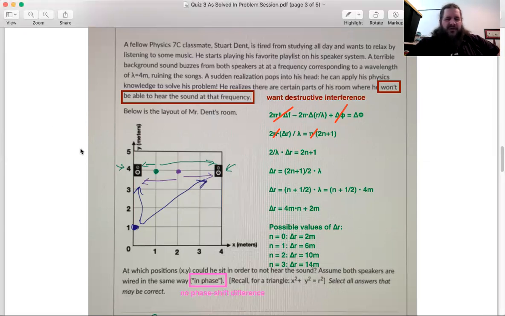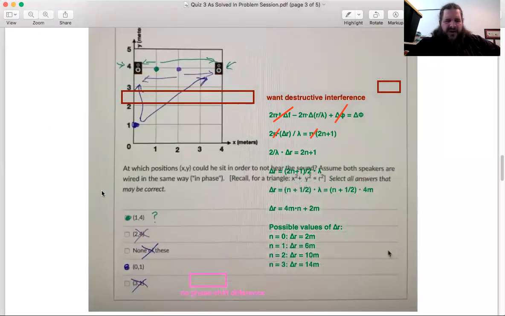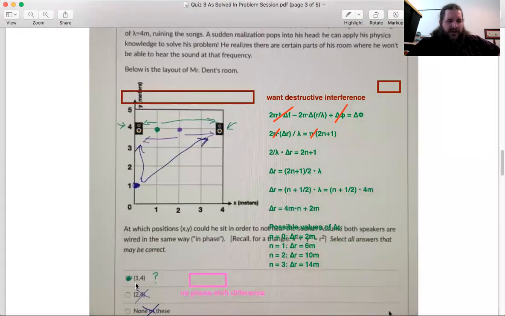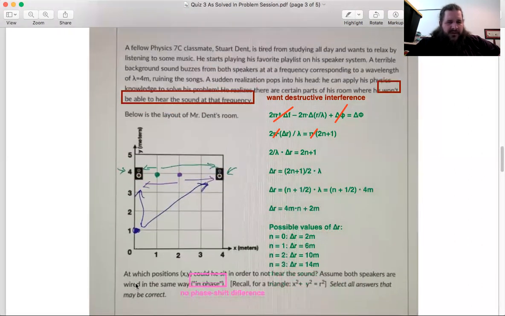So let's find those locations. If we were just arbitrarily looking for this entire space in the room, we might set up an equation and figure out what zones are going to be destructive. But in this case, we just need to look at these 4 possibilities. We've got some locations marked 1, 4, 2, 4, 0, 1, and 3, 1. Looks like those are already marked here.